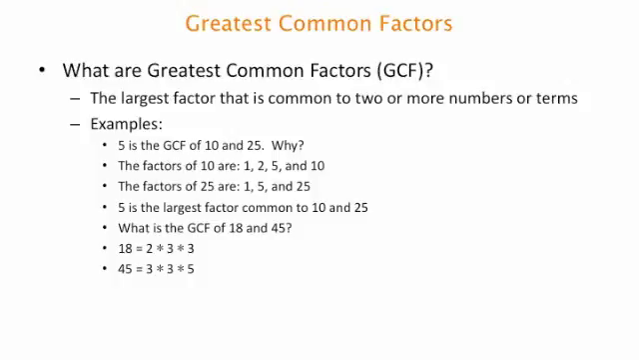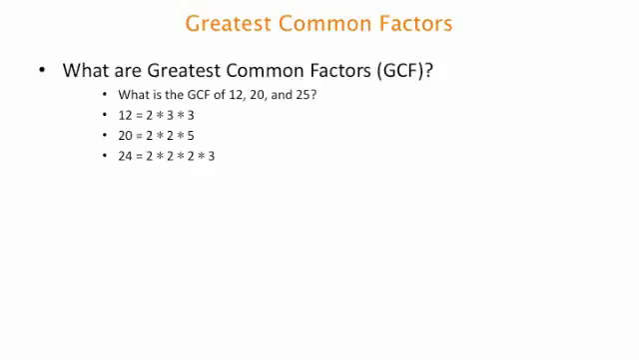What's the GCF of 18 and 45? Well, one way to figure it out is to list the prime factors of 18. So it's 2 times 3 times 3, and 45 is 3 times 3 times 5. You'll see in both of those numbers, they each have two 3's as common factors. So the greatest common factor for 18 and 45 is 3 times 3, or 9.